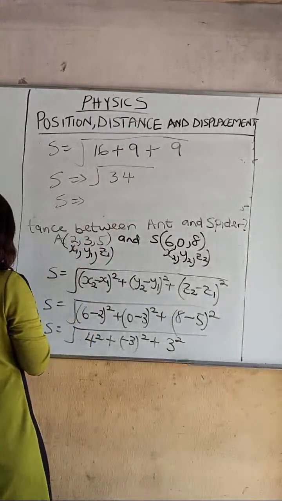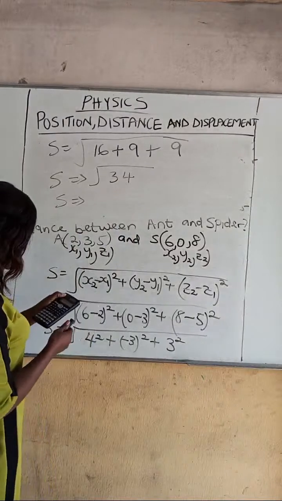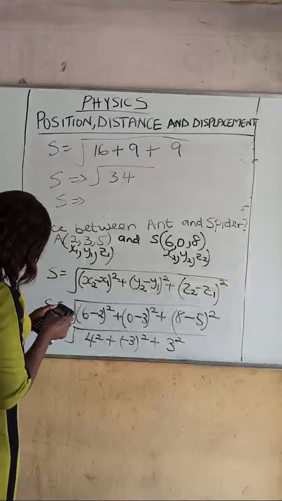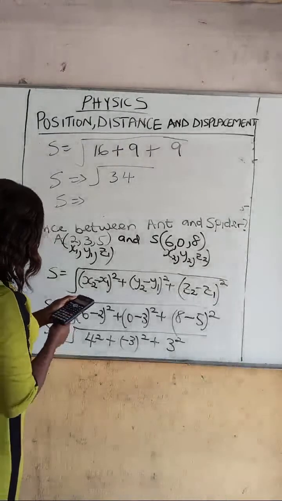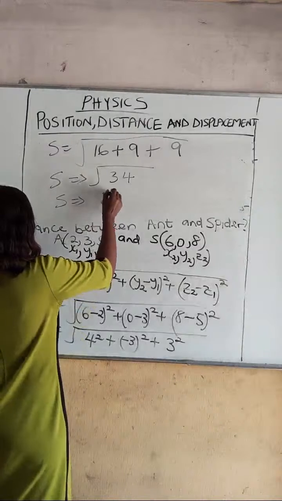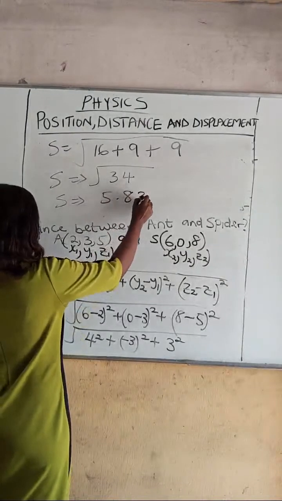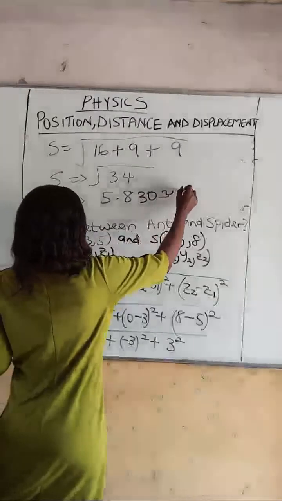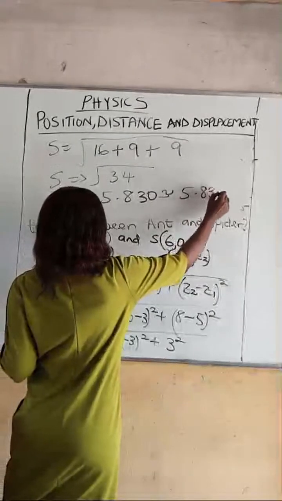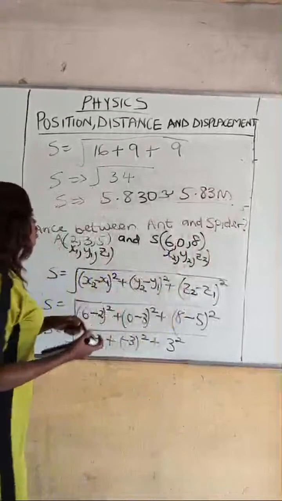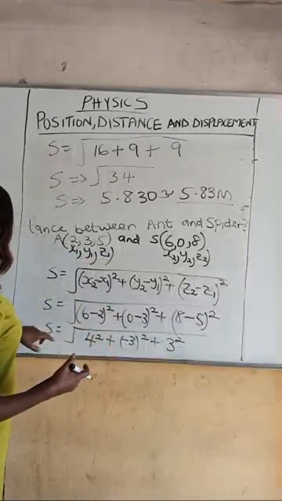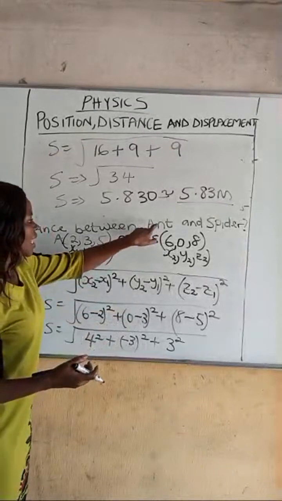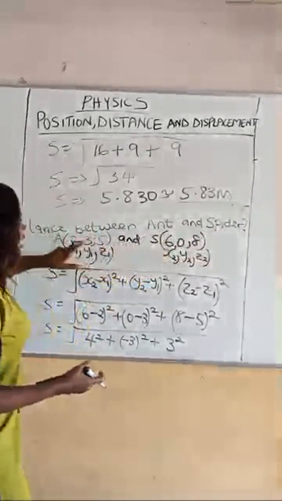Then we are going to use our calculator to find out the root of 34. I'm going to have 5.830, approximately 5.83 meters. So this is how we can generate the distance covered by this object, the ant and the spider, with their coordinates.